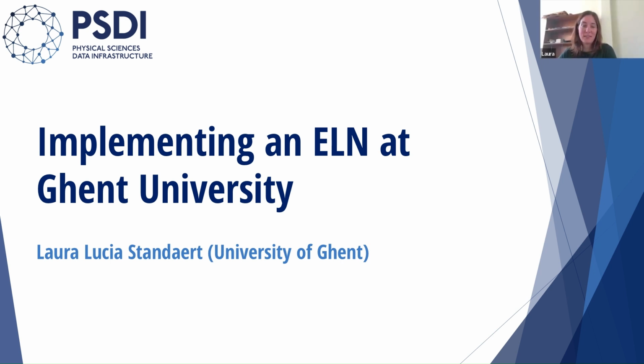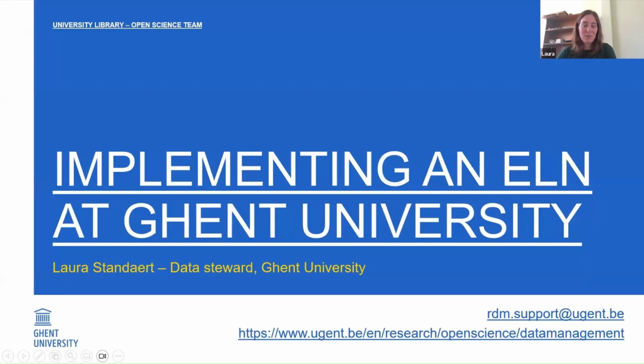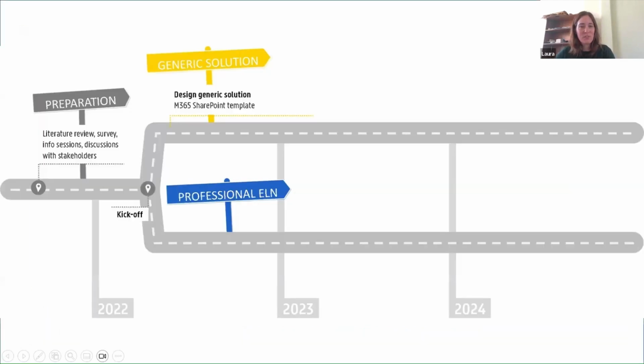So I would like to talk about the process or project that we had at Ghent University over the past few years, trying to be able to offer a centrally supported ELN system at the university. Now, you can also see I'm a data steward at Ghent University, part of the university library, part of the open science team, in fact. So as a data steward, I was asked to represent the researchers in the process of selecting an ELN for the university. Now, on the next slide, you will see the two routes that we chose to take.